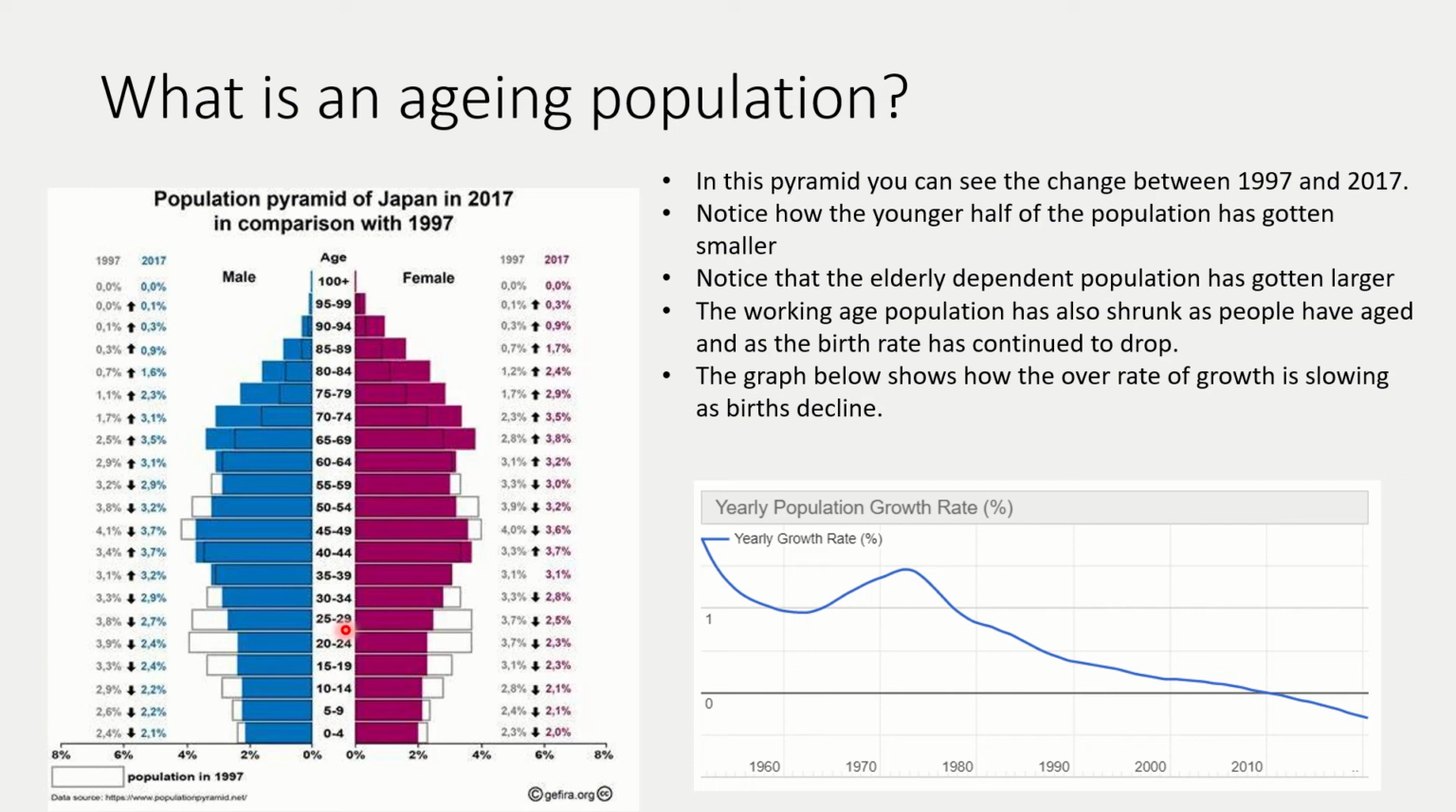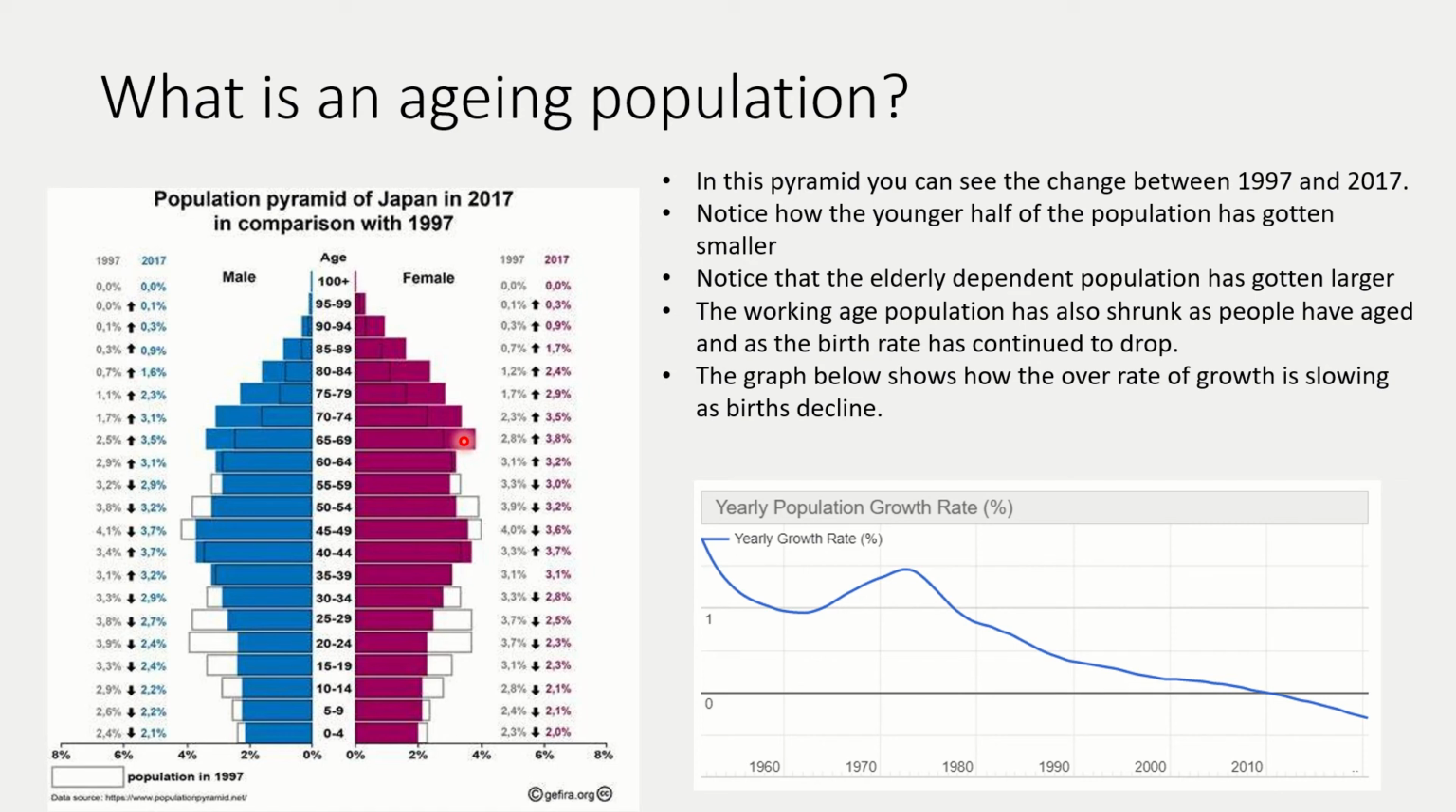And even a very brief glance shows us that 20 years ago, the population of Japan was more youthful. The bars towards the lower age groups are wider, and their working population in the middle was also larger. They had more people of working age able to contribute towards the economy. But what's also noticeable in the last 20 years, the number of elderly people has increased.